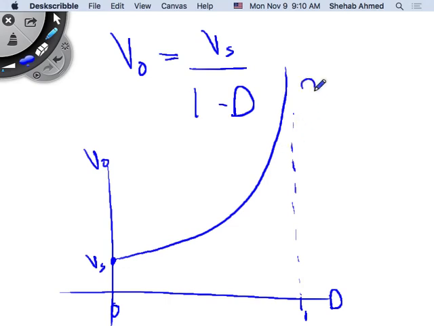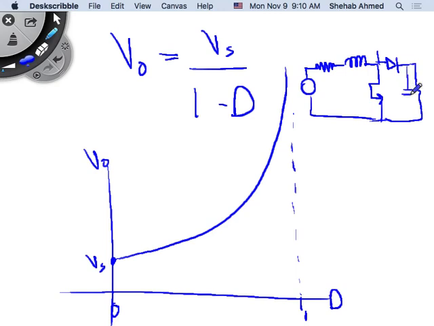Now I said that I don't have a lossless circuit. I considered the inductor resistance, for example. I have an inductor resistance, and I have my switch here, and my diode here, and this is my output load, right?